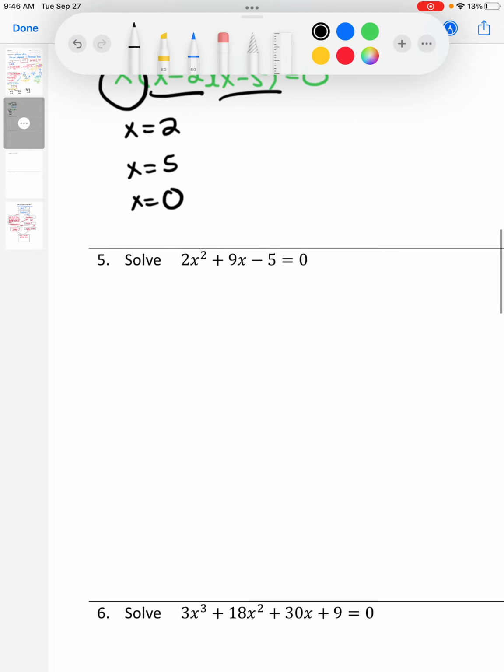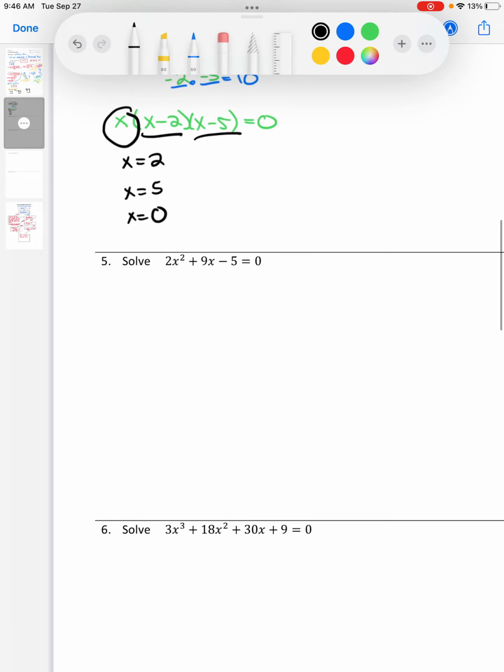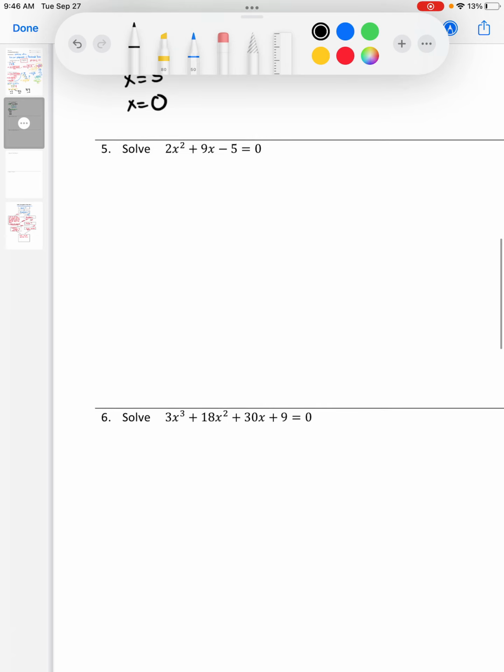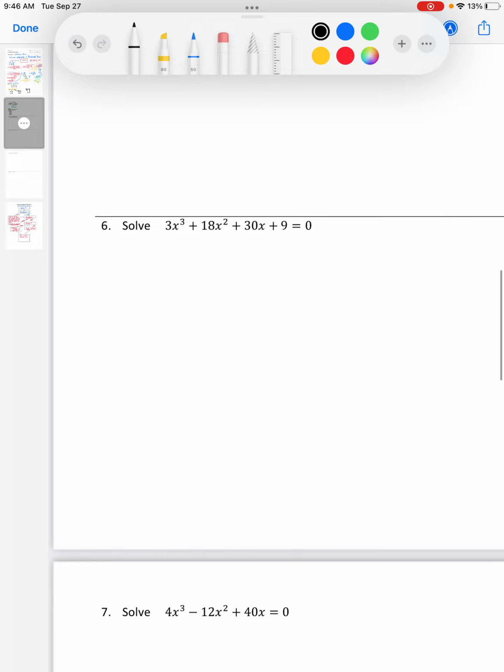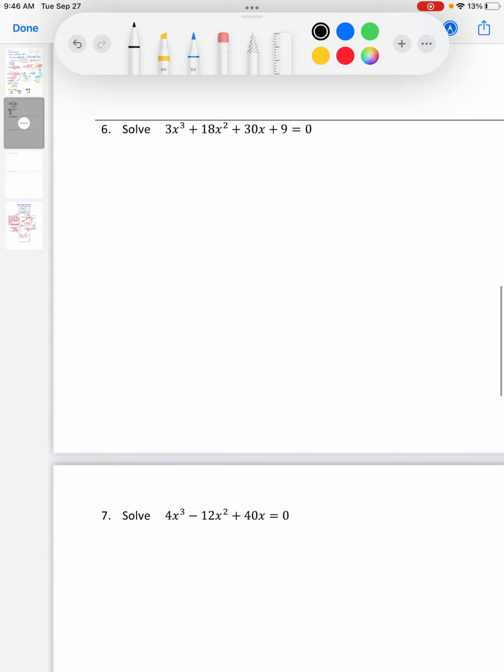Okay, let's go to, I'm going to skip 5 because we already solved a bunch of quadratics already. So let's go to 6. Okay, looking at question 6. Is there a GCF? Yes, there is a GCF. What is it? It's 3, right? It's not x, because does 9 have an x? No, but they all have 3, so we can take out a 3.